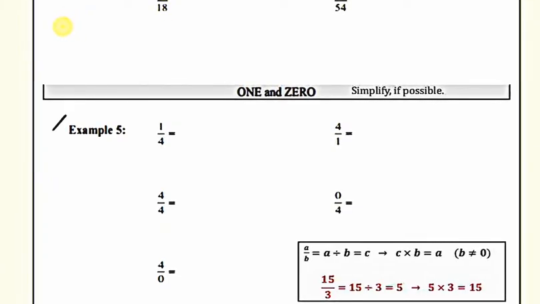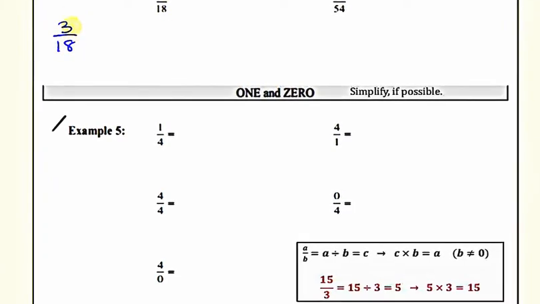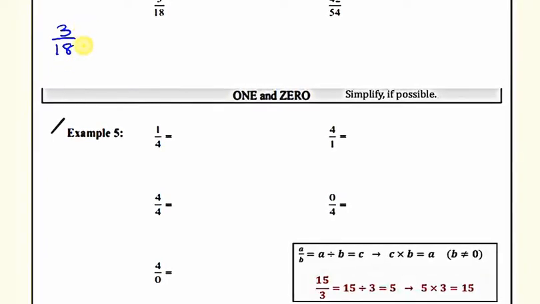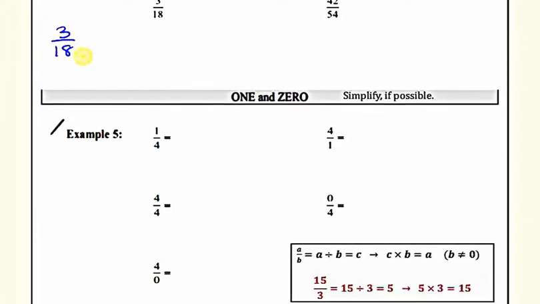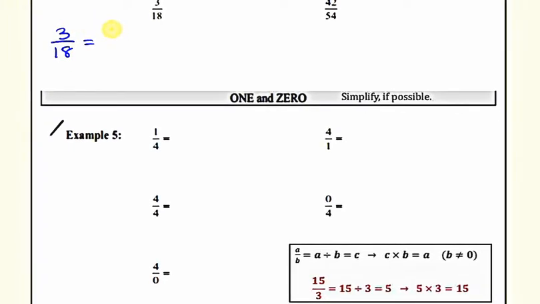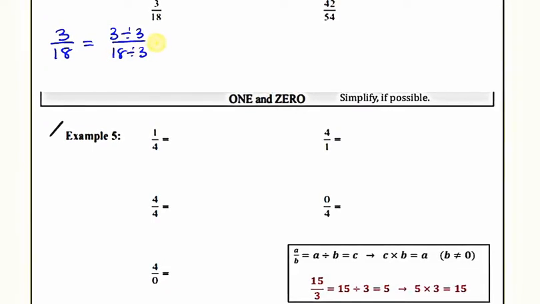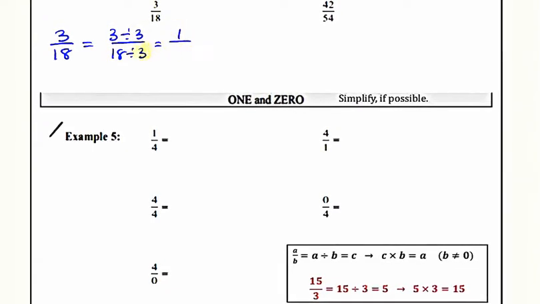So for 3/18, notice how both 3 and 18 share a common factor of 3, and therefore 3/18 simplifies. So just like before when we were multiplying the numerator and denominator by the same value, we can simplify a fraction by dividing both the numerator and denominator by the same value. So here, we can divide out the common factor by dividing the numerator by 3 and dividing the denominator by 3. Notice how now we'd have 1 over 6, or 1/6, which is a simplified form of 3/18, because 1 and 6 only share a common factor of 1.